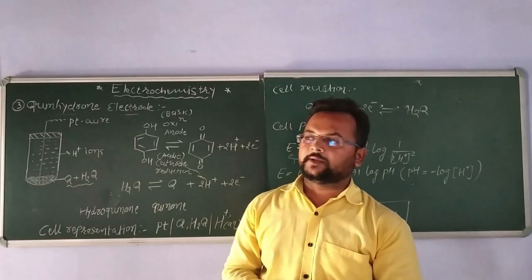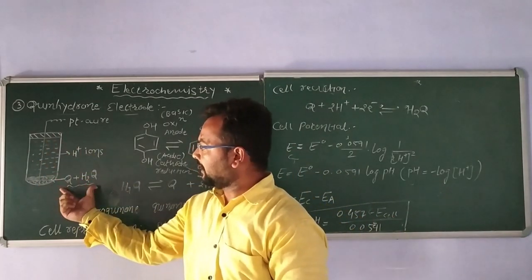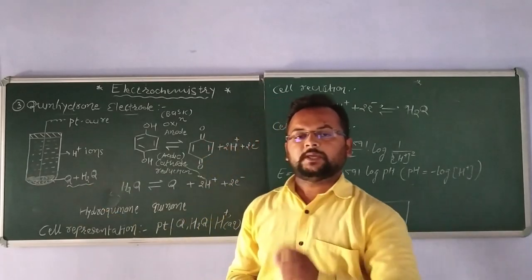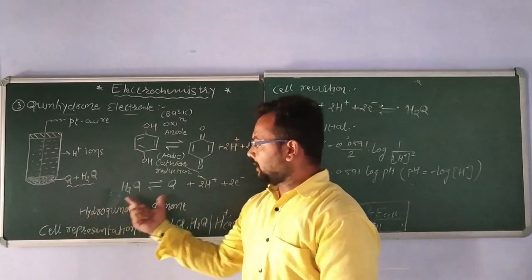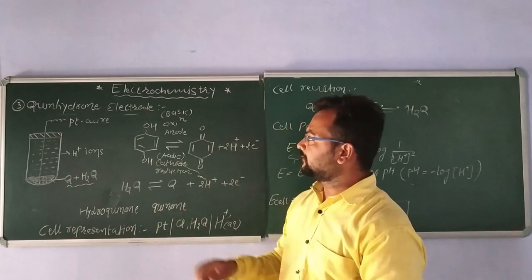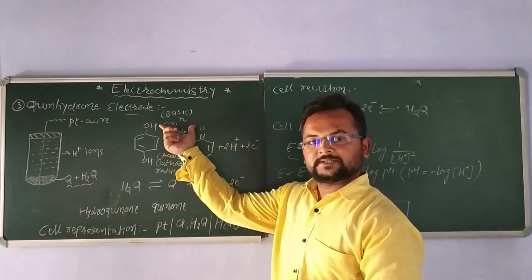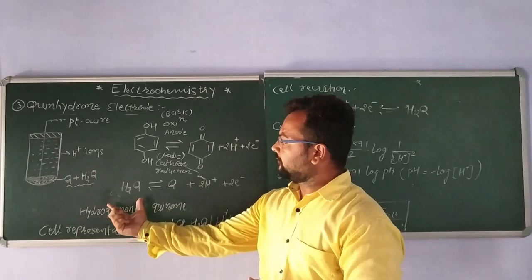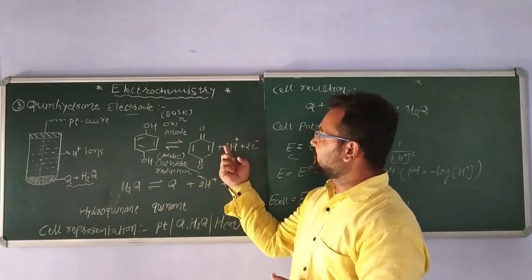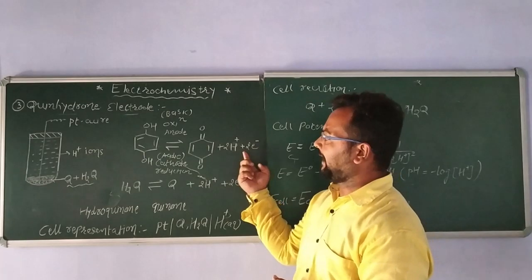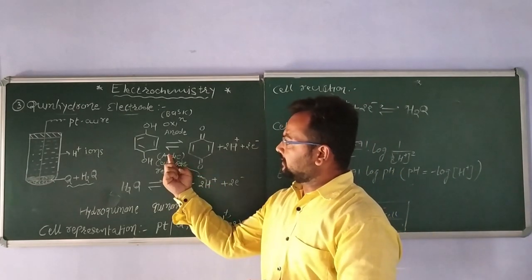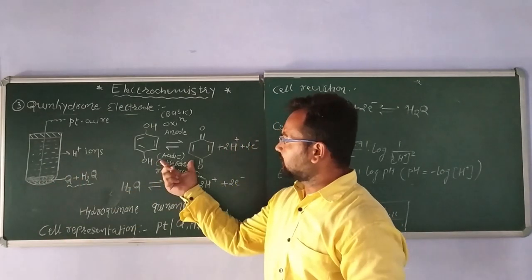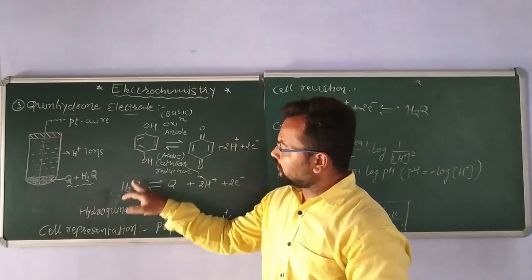Now the third electrode is Quinhydrone. Here a platinum wire is dipped in Quinhydrone, in a solution containing H plus ion. The paste of Quinhydrone is an equimolar mixture of hydroquinone and quinone. There are two possibilities. First, in basic condition the oxidation reaction takes place and this electrode acts as the anode. Hydroquinone is oxidized into quinone, releasing 2H plus and 2 electrons. In the second condition, if the solution is acidic, then reduction takes place and the electrode acts as the cathode, and quinone is reduced into hydroquinone.